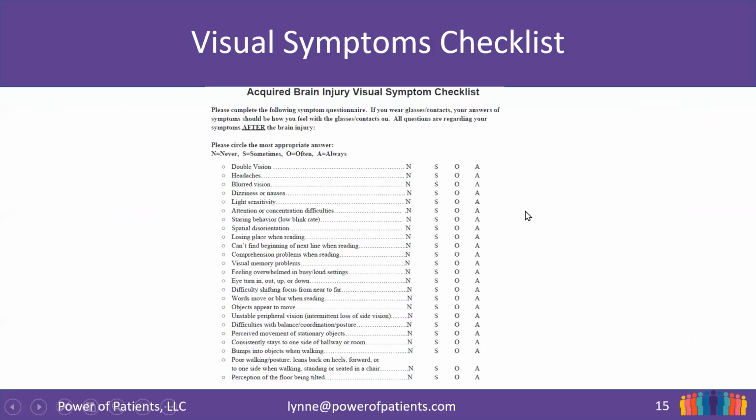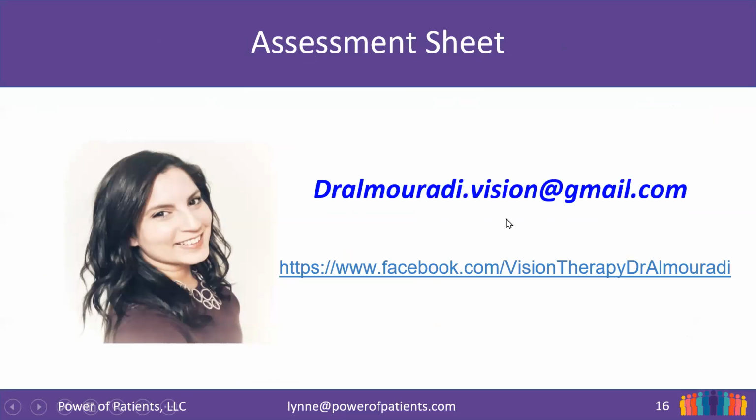This is the visual symptom list. It is a little difficult to read. I think it's small because there's probably 20 questions here. But this is what she was referring to. This is Dr. El-Muradi's email, if anybody wants to email her directly. But if you don't get this down, do I have your permission, Dr. El-Muradi, to also send this to them as well?